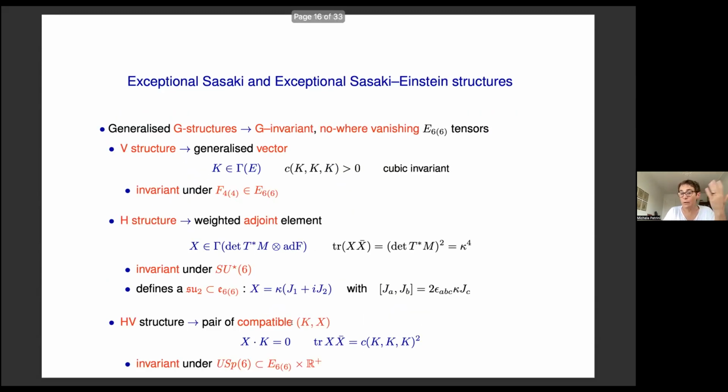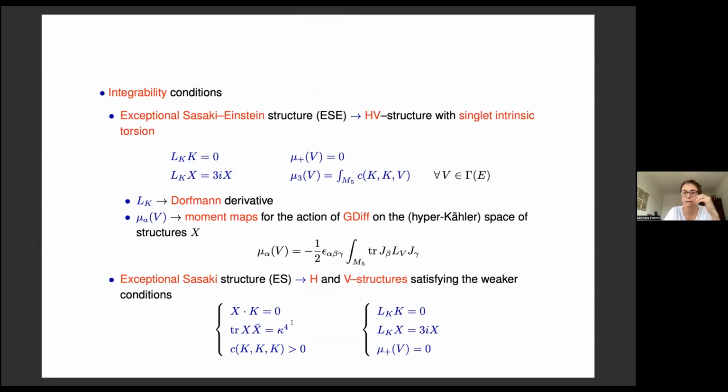So once we have this topological condition, the existence of these tensors, we can also impose some differential conditions, integrability conditions. The most natural one, and we will see that it's natural also from a physical point of view, is to ask that this HV structure have singlet intrinsic torsion. This means that the tensors K and X must satisfy some differential conditions. One is that K must have zero derivative with itself, that X must be of fixed charge under K, and then that J must satisfy these extra conditions. And these are moment maps for the actions of the generalized diffeomorphisms on the space of this element X. And here L_K is the Dorfman derivative along K.